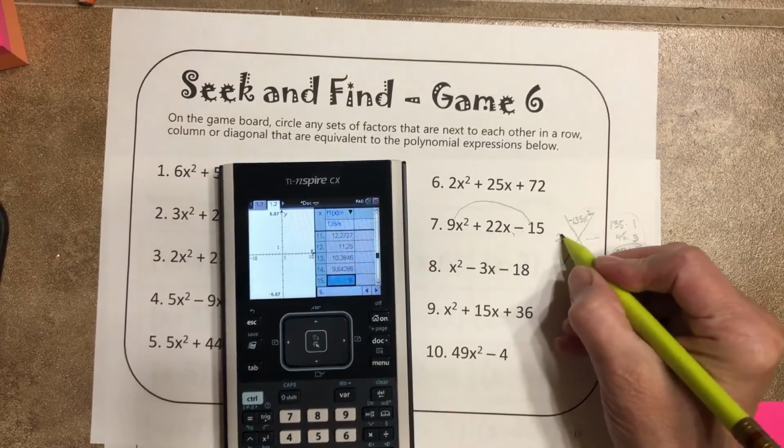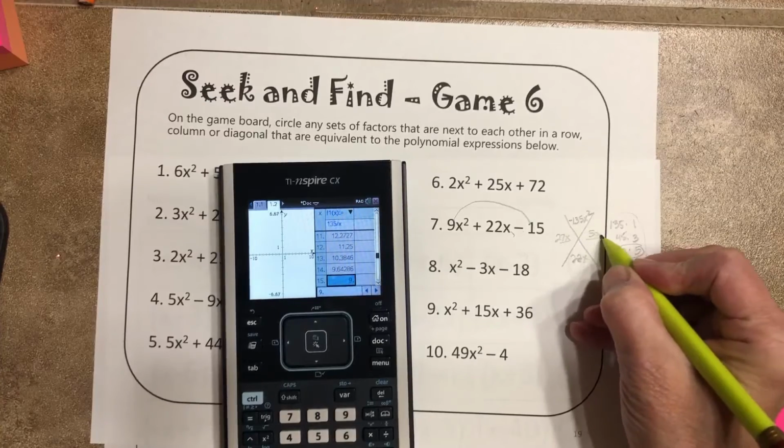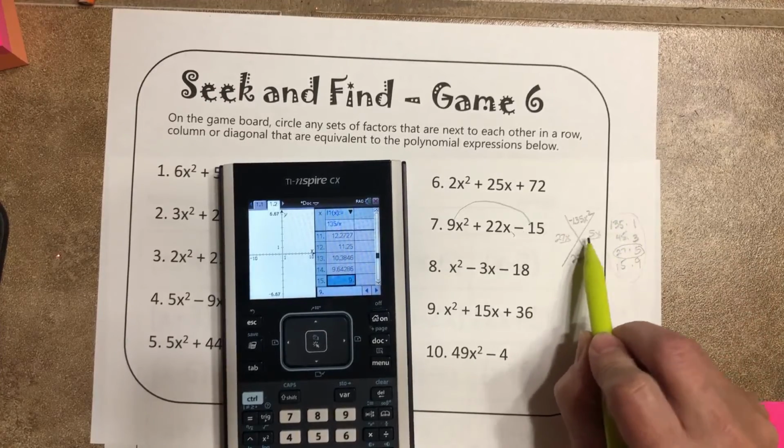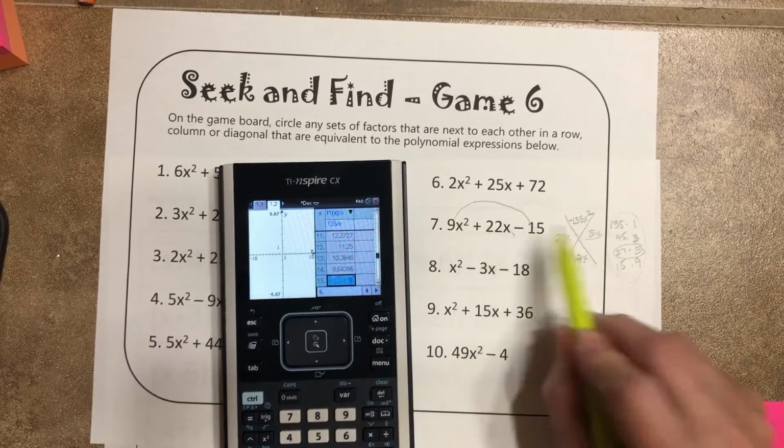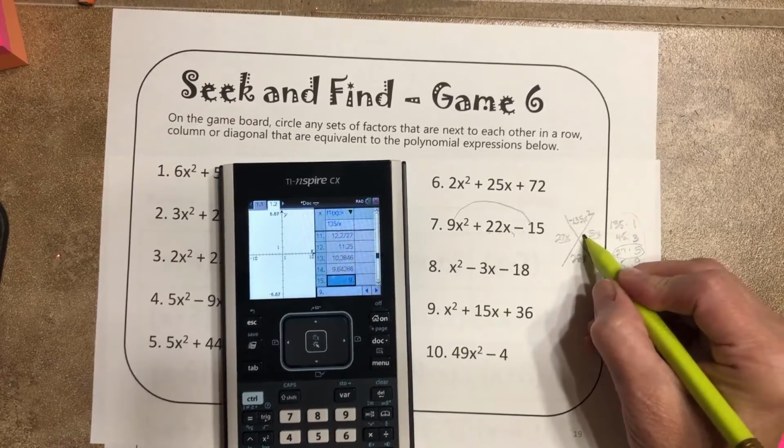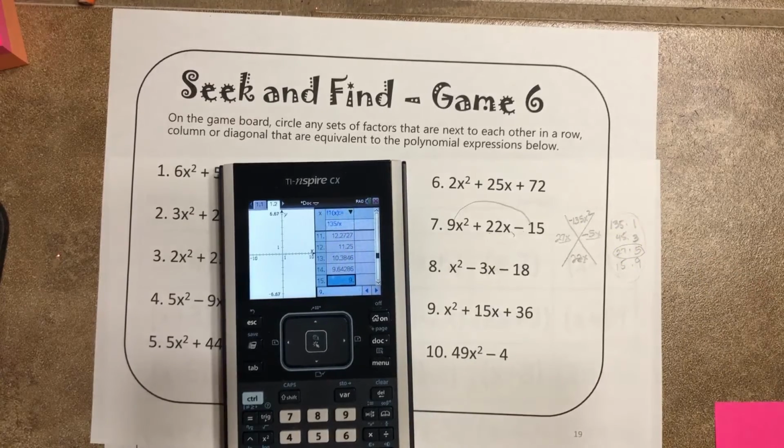So I have the students put 27x and 5x. They need to be subtracted. And I want a positive 22 when I subtract. So 27 must be positive. And so that makes the 5 a negative.